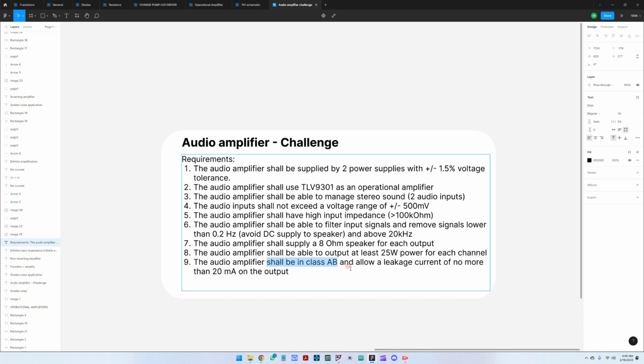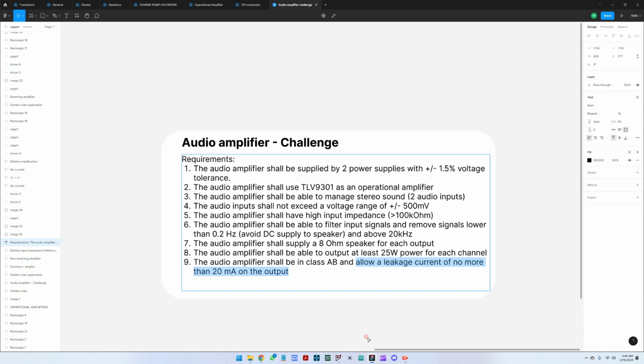This means that it will have a leakage current between the high side and the low side transistors, and the leakage current shall be no more than 20 milliamps, driven from the input.